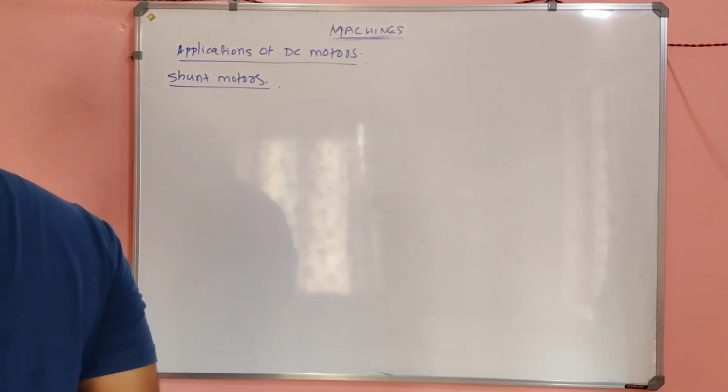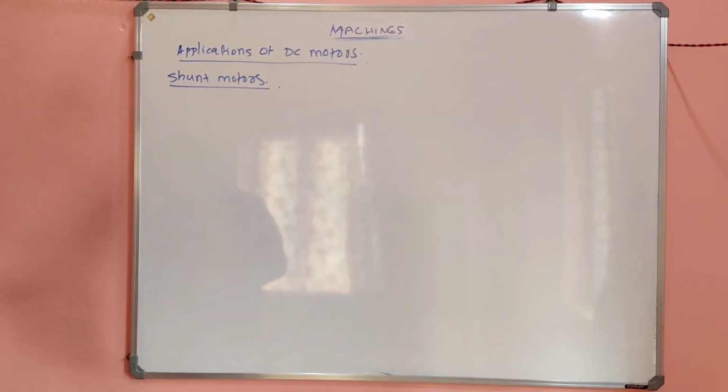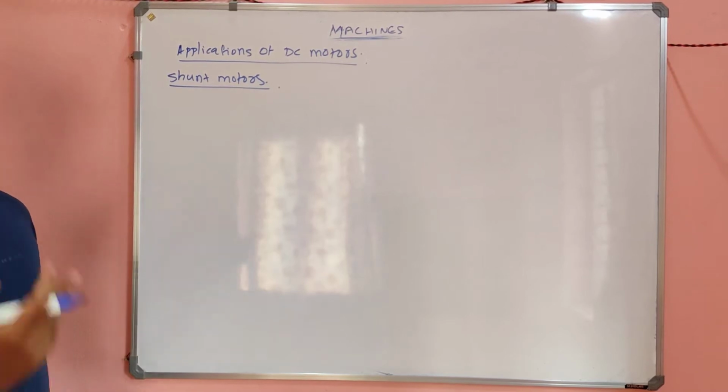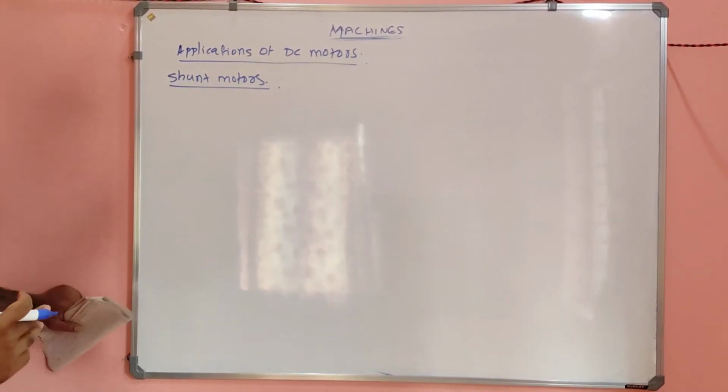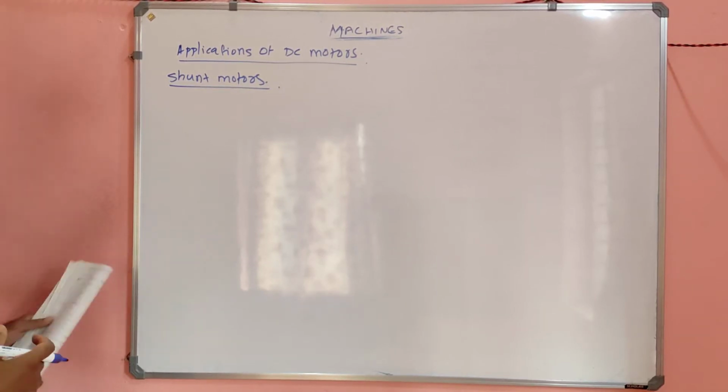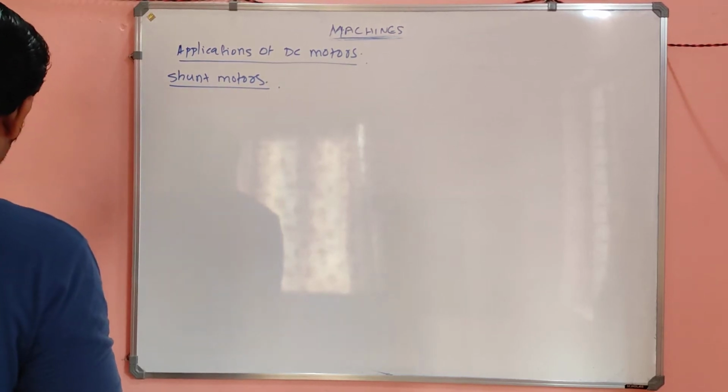Shunt motor. See, shunt motors are normally constant speed motors. I already told you that shunt motors are normally constant speed motors. So shunt motors are used where you need a constant speed in some application. So what are the applications where you need constant speed?